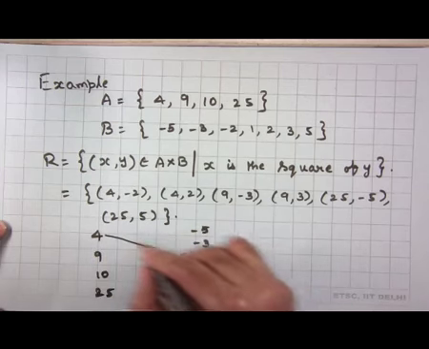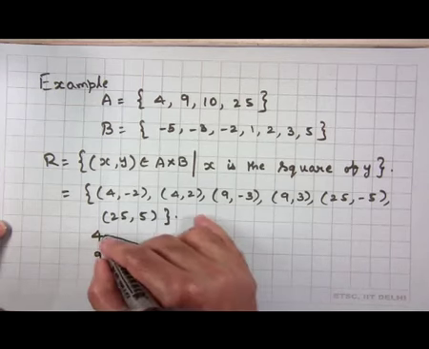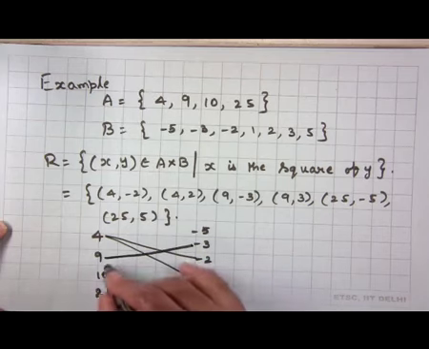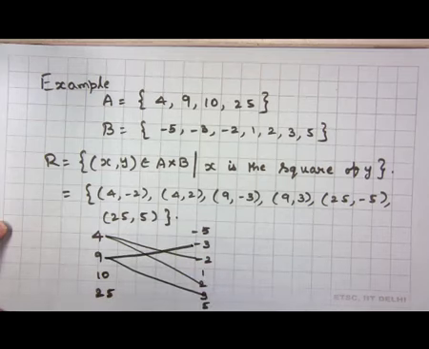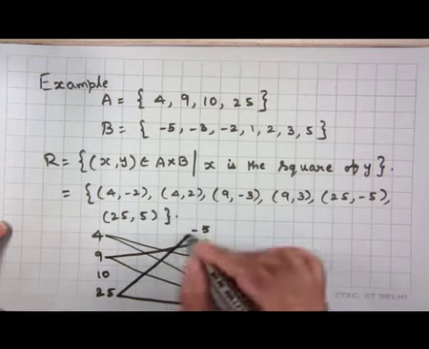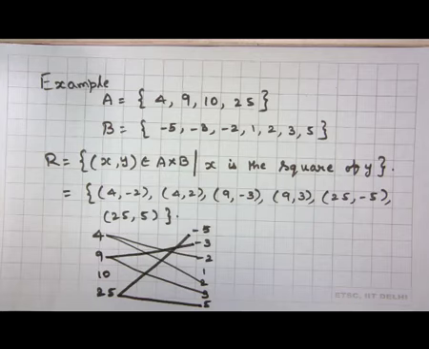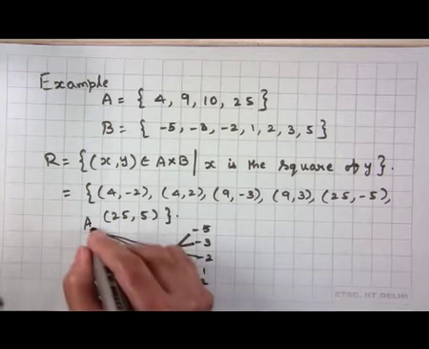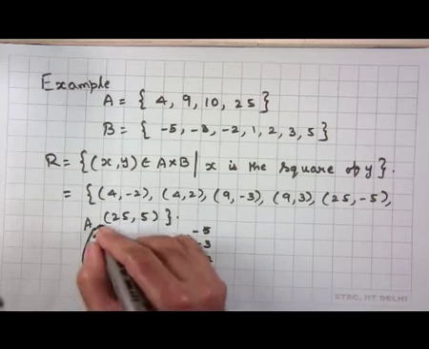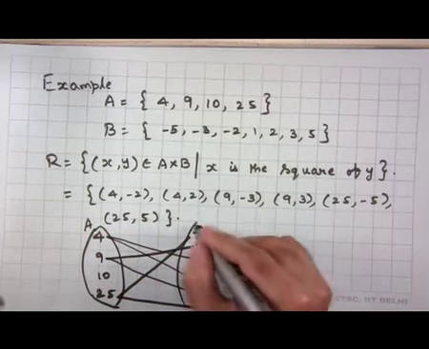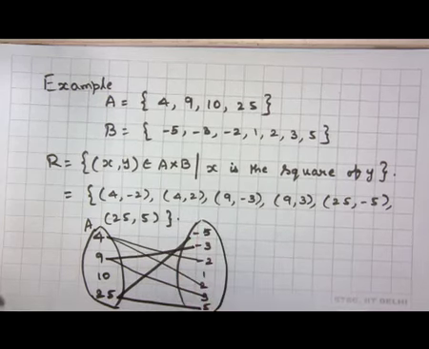4 is related to minus 2 as well as to 2, 9 is related to both minus 3 as well as 3 and 25 is related to 5 as well as to minus 5. Right. This is the diagram that we have. The first one represents the set A, while the second one represents the set B.